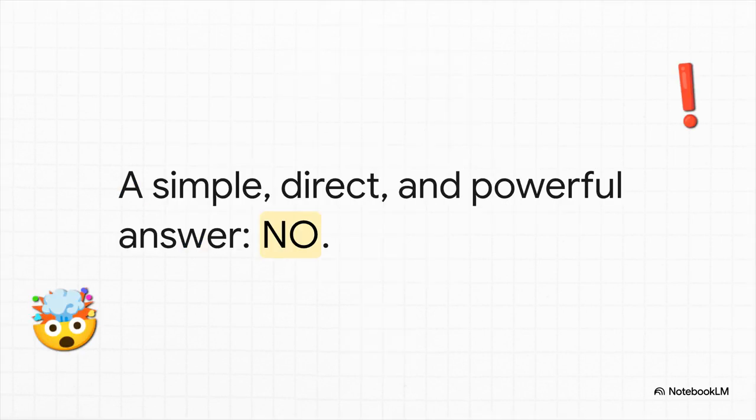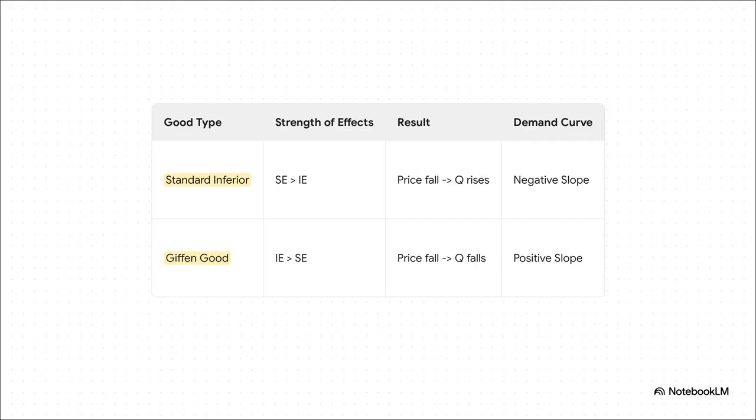The answer is a simple, very direct, and powerful no. And let me show you exactly why. This table makes it all crystal clear. It really just comes down to a battle. Which effect is stronger? For your standard, everyday inferior good, the substitution effect is stronger, so it wins. The demand curve still slopes down, just like you'd expect.